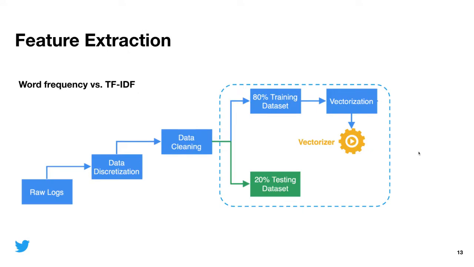And then after the data cleaning, we split the dataset into 80% training dataset and 20% testing dataset. And then we would like to extract features from the datasets. Here we evaluated 2 different approaches, word frequency and TF-IDF, term frequency inverse document frequency, which are 2 popular approaches in the natural language processing domain. And those approaches help us extract features from plain SQL statements.